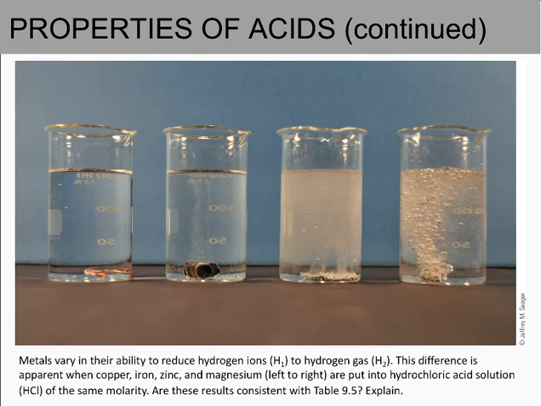So here's a visual example of some metals reacting with acid. Down below it says metals vary in their ability to reduce hydrogen ions to hydrogen gas. This difference is apparent when copper, iron, zinc, and magnesium are put into hydrochloric acid solution of the same molarity. And then, are these results consistent with table 9.5? All right, so in the first beaker, we have copper, and you can see it's kind of reacting. There's maybe a couple bubbles in that beaker.